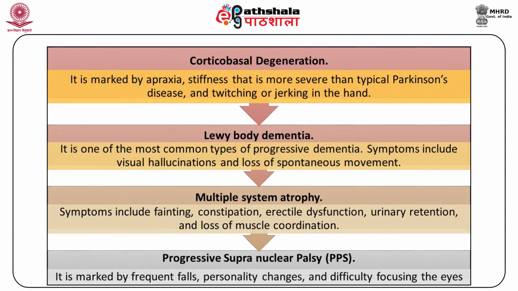Lewy body dementia. It is one of the most common types of dementia. Symptoms include visual hallucination and loss of spontaneous movement. Multiple system atrophy. Symptoms include fainting, constipation, erectile dysfunction, urinary retention and loss of muscle coordination.